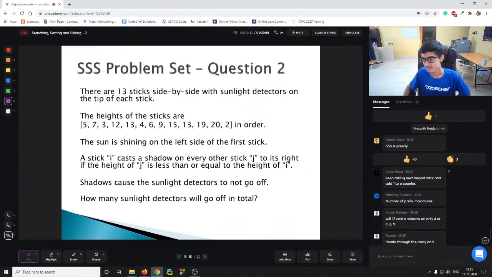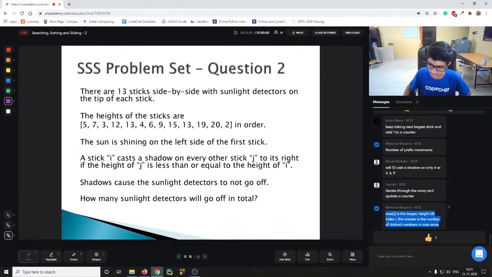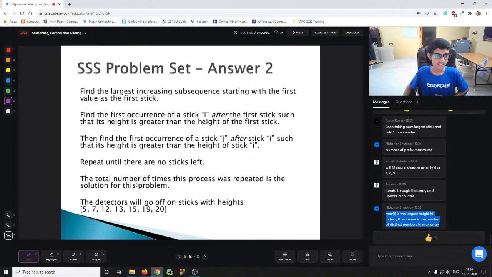So Aryan Raina's answer was to keep taking the next largest stick and add one to a counter. And this is also the same thing, but in a different way. So your answer is right. Congrats. So now let's take a look at the answer.